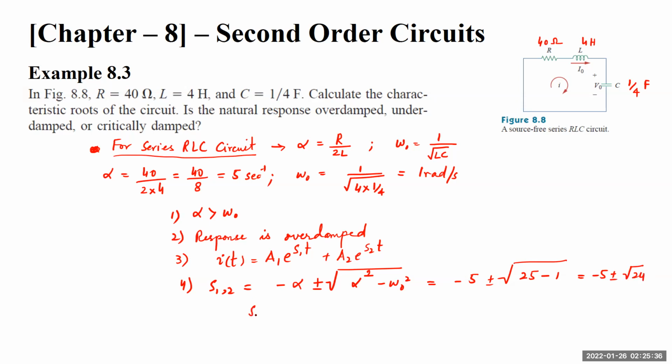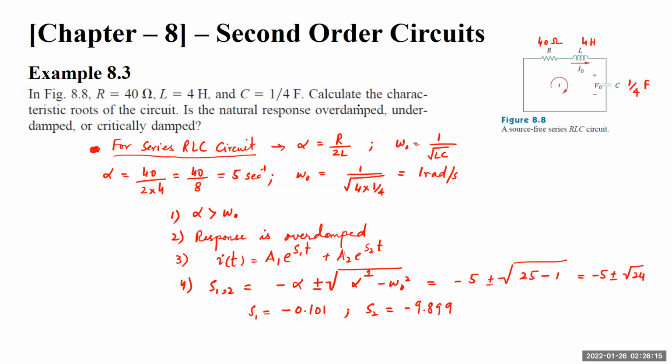So my roots will be s1 equals minus 0.101 and s2 equals minus 9.899. Okay, so these will be my roots. Since we are not given the initial conditions, we do not have to solve further and find the response. So this is how we solve this question.